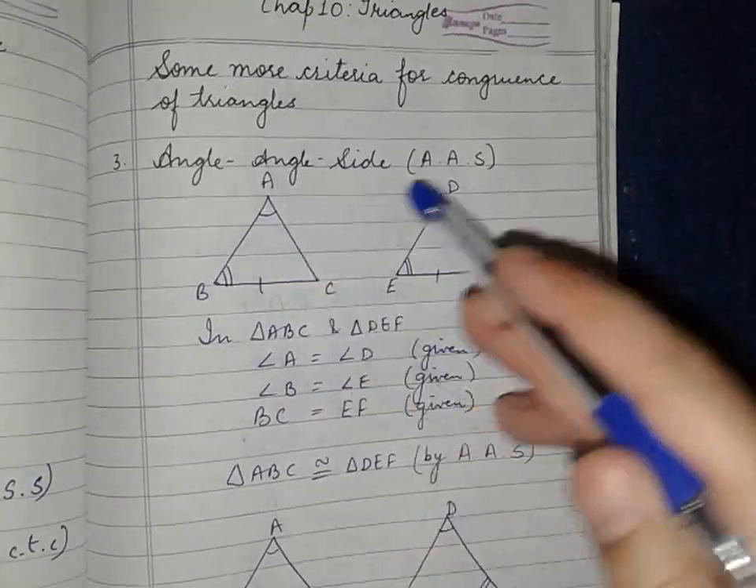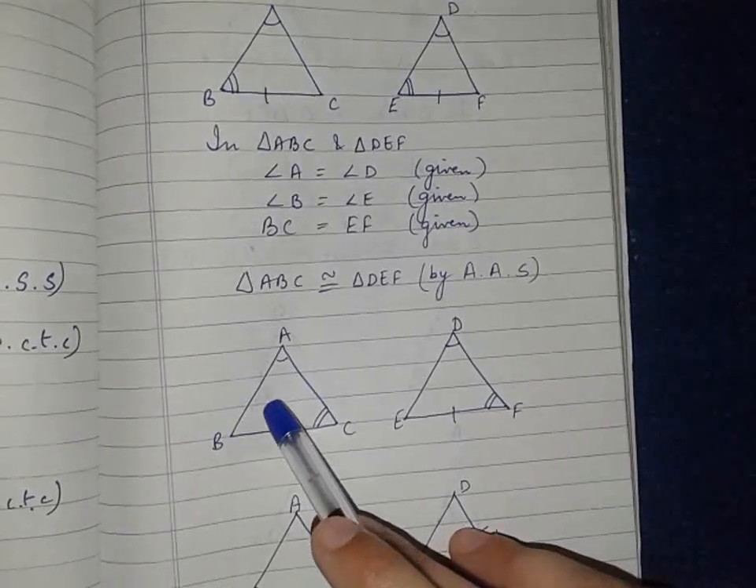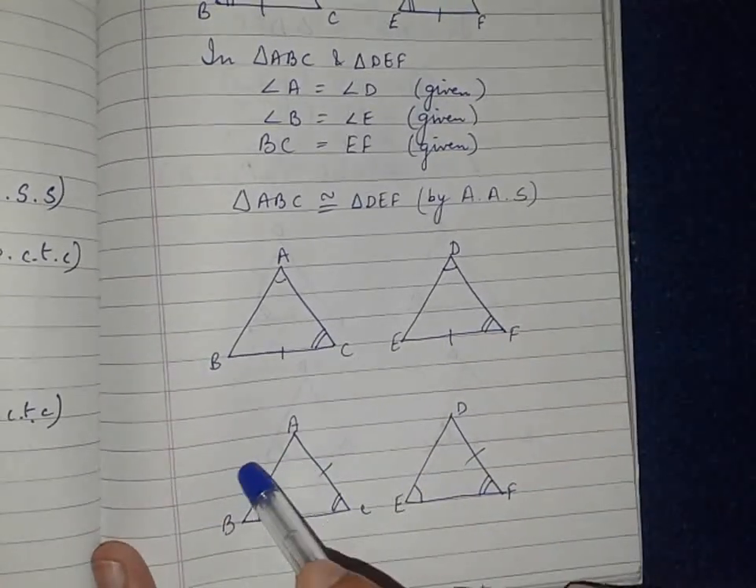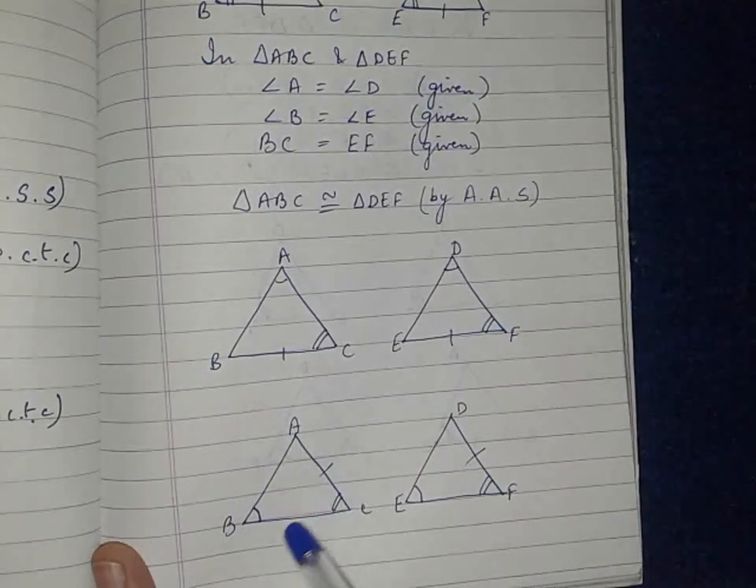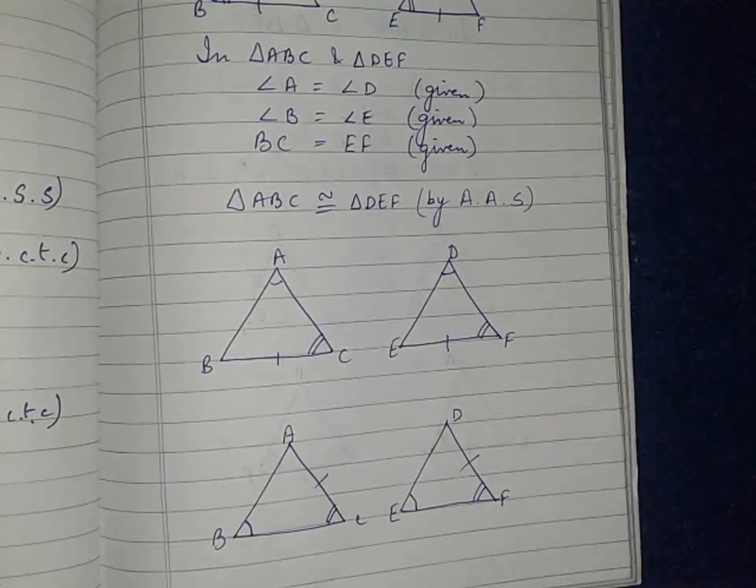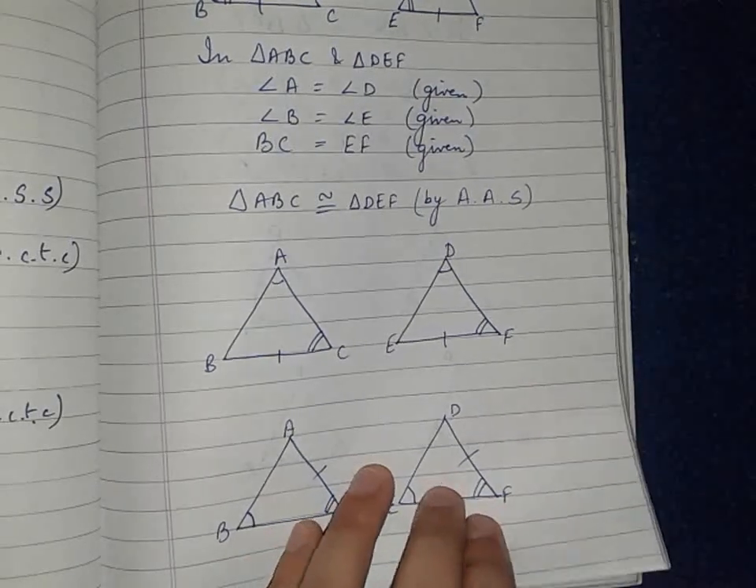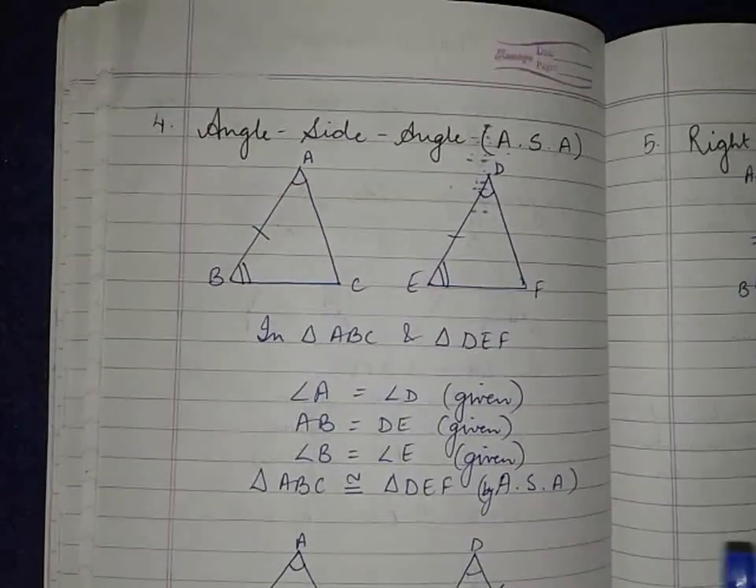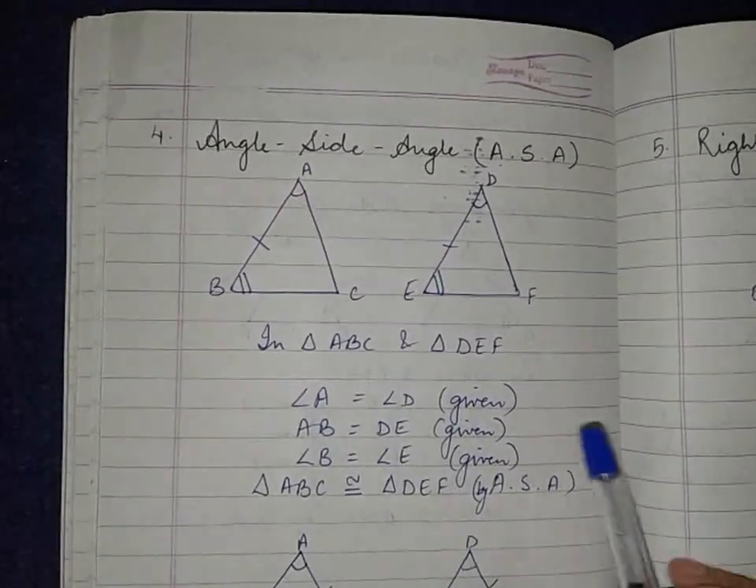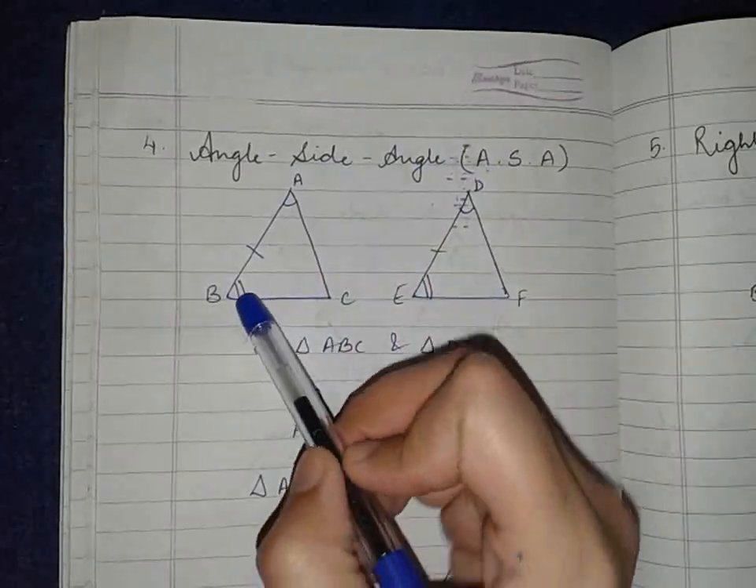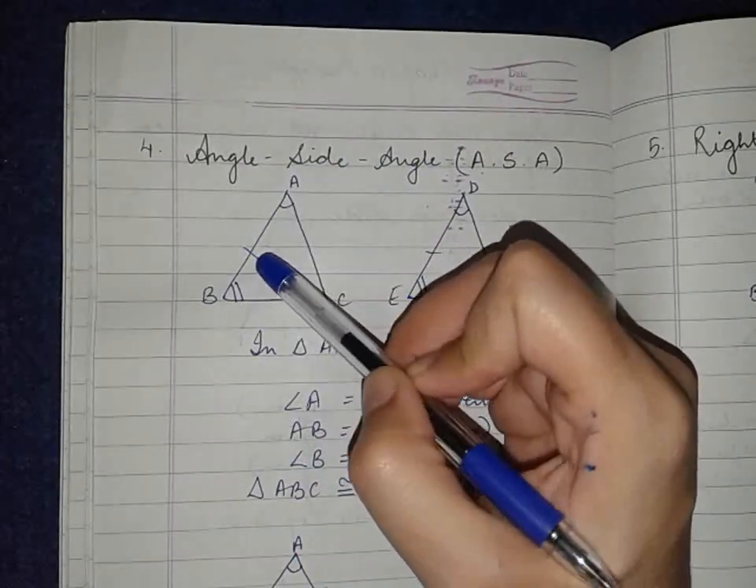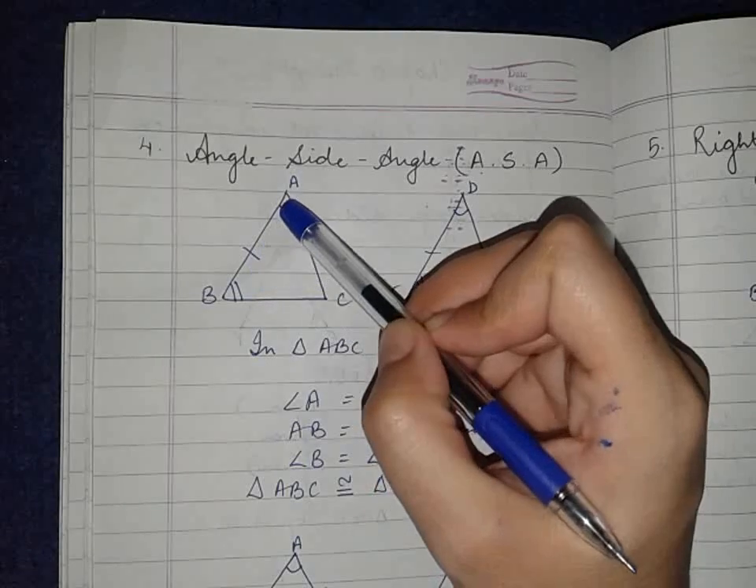This side can also be equal. Here this side can be considered. Here this side can be considered. But the side which is between the two equal angles cannot be considered for angle angle side. If the side in between is taken, then the axiom which is used is angle side angle. If the side which is included between the angles is considered, then the axiom is angle side angle.